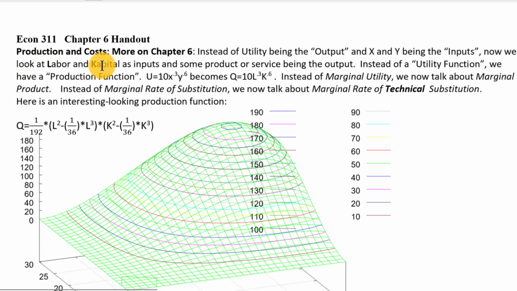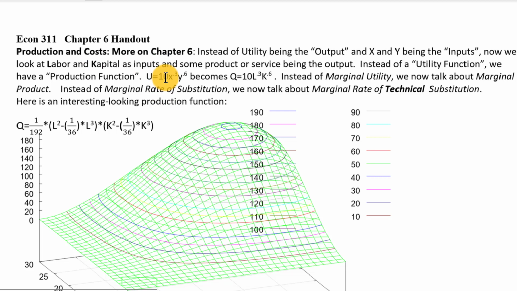Capital we're going to spell with a K, even though that's not the right way to spell it in English, because C would confuse it with cost sometimes. And some product or some kind of service is going to be the output. And generally speaking, whenever we use more inputs, more labor and more capital, we would normally expect that we get more output for it.